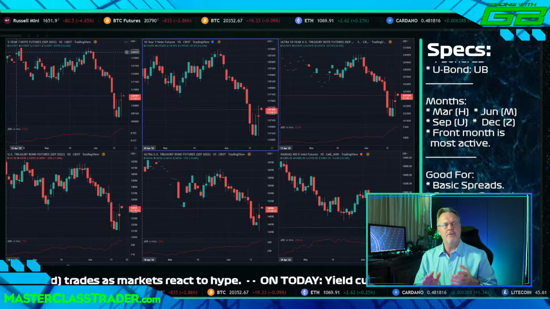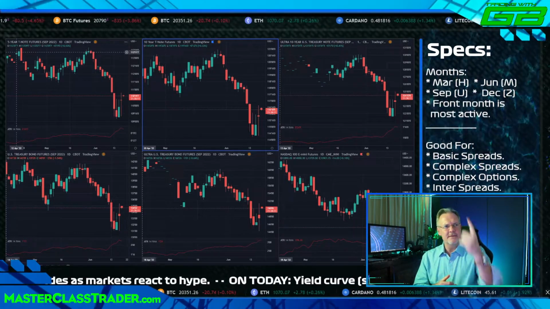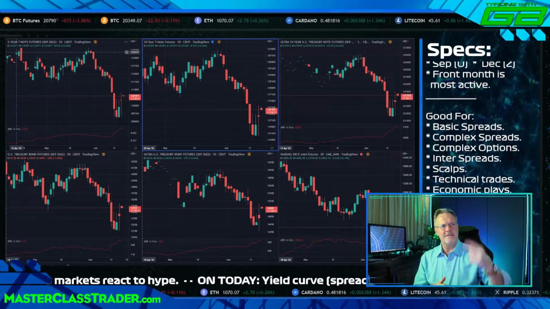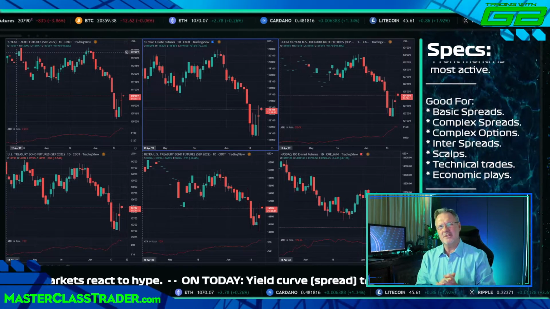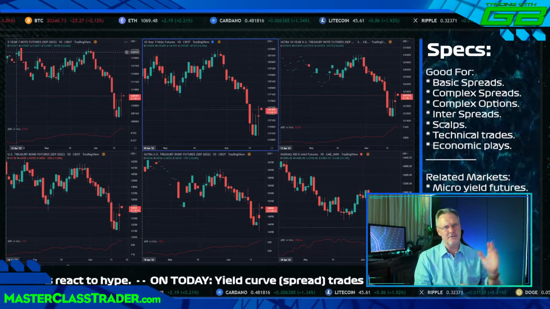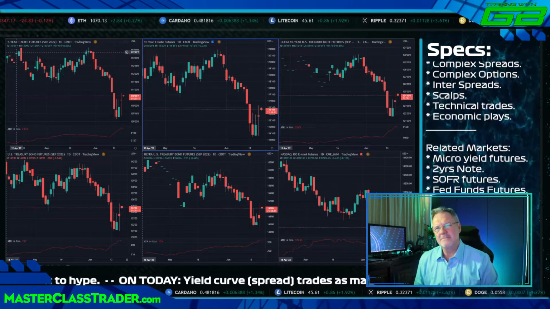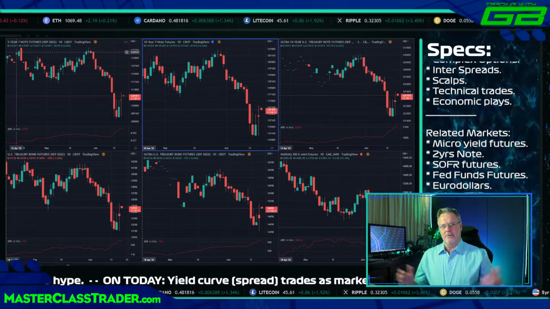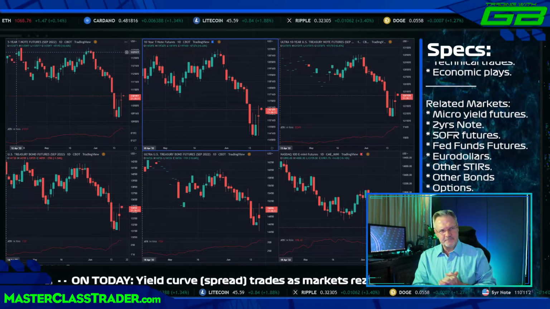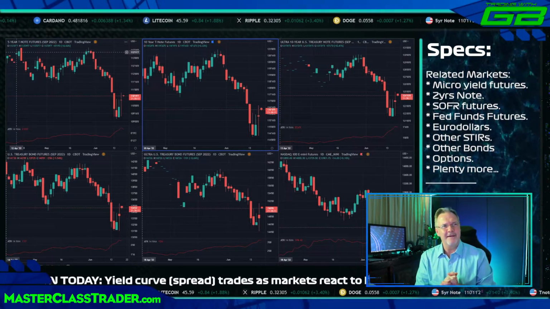Now, if you're new to the yield curve, if you're new to trading treasury markets, first up, there are some specs there, and if that's not enough, then as always, go to the exchange website and look for a link that says specs or contract specifications. We generally call them specs in the futures markets, and that'll give you all the details about each individual contract.